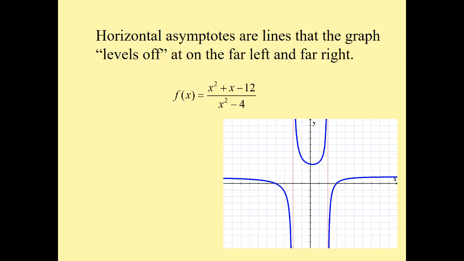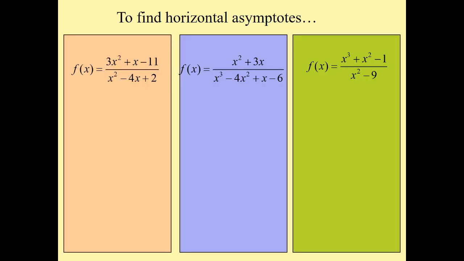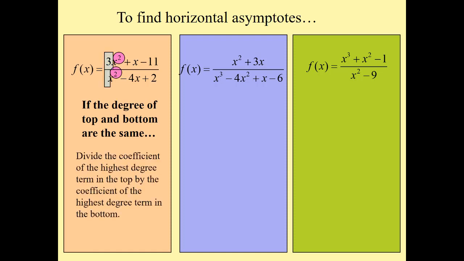Horizontal asymptotes are where we see the graph leveling off. If you look at this computer-generated graph on the right side and the left side, it looks as if it levels off at about 1. Here's a little reminder of how we can go about determining whether it levels off or not and what it might level off to. To find the horizontal asymptotes, we consider the degrees. Either, first, the degrees are the same, in which case we divide the coefficients. In this example, 3 divided by 1 would be 3.